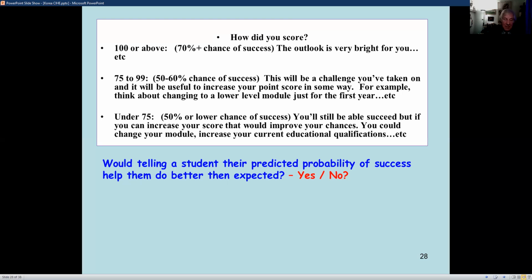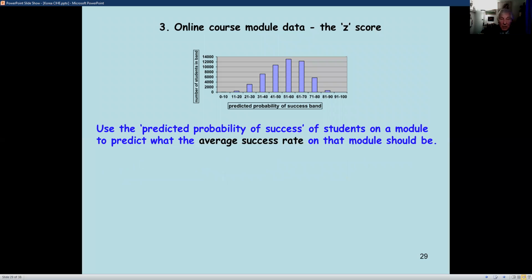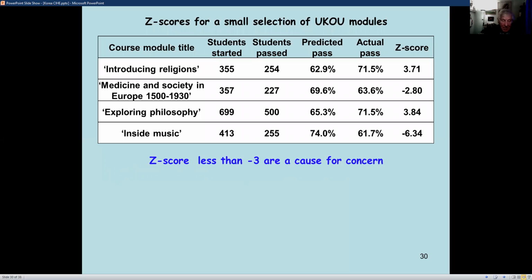My third set of examples of the use of data doesn't apply to students directly. It applies to course modules. This is an example of something called the Z-score. If we knew the predicted probability of success of students on a particular module, it is possible to apply a statistical analysis to predict what the overall module success rate should be. It looks something like this.